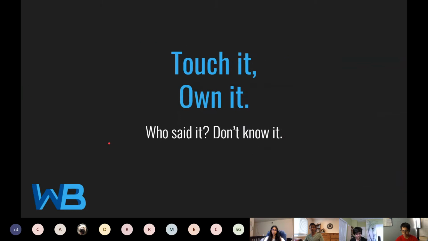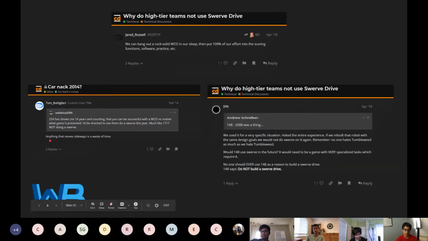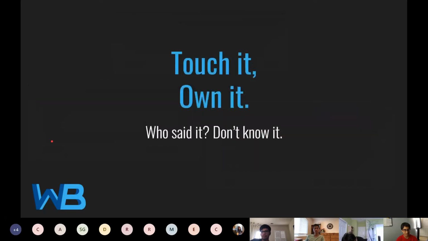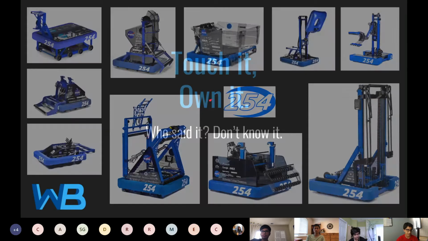Touch it, own it. This is a bit more of the intrinsic design part, right? We've gone over West Coast Drives now, so we're well into this bit. Who said this? Honestly, I don't know. Anything that moves sideways is a waste of time is attributed to Tom Bottiglieri. But I honestly couldn't figure out who was the first person to say touch it, own it. It's a pretty common phrase in FRC. Let's move on to the next page.